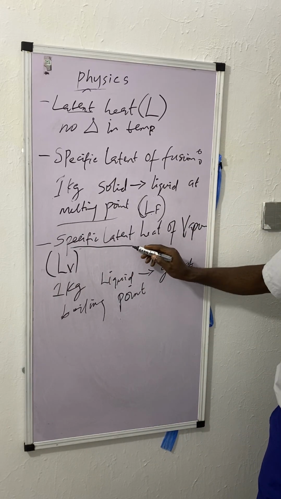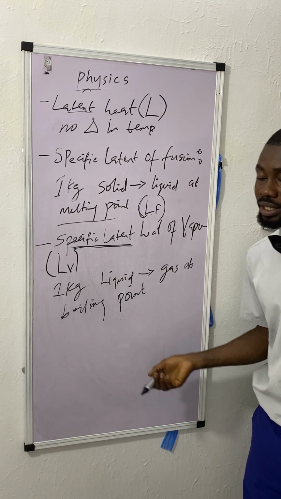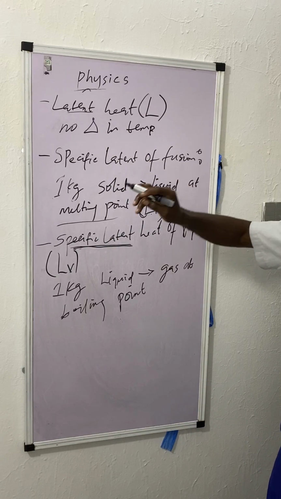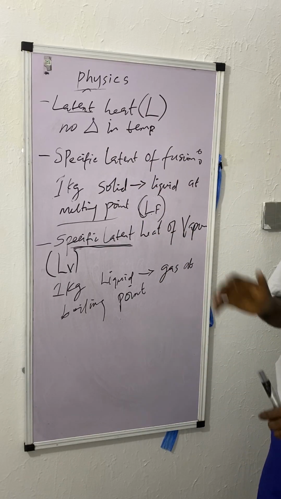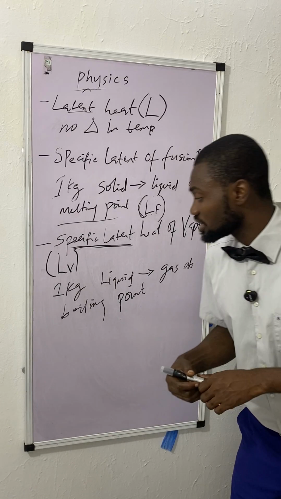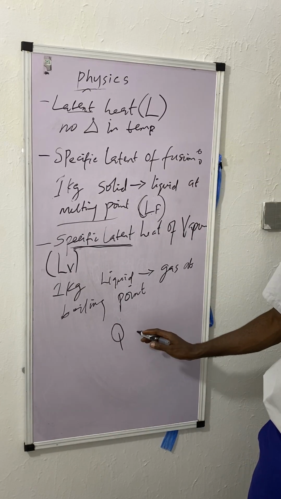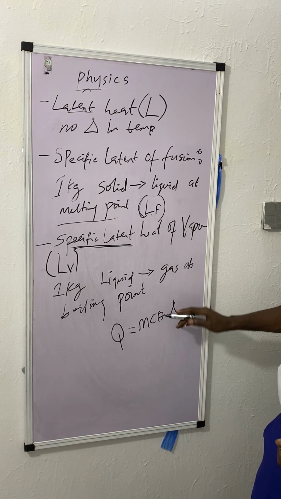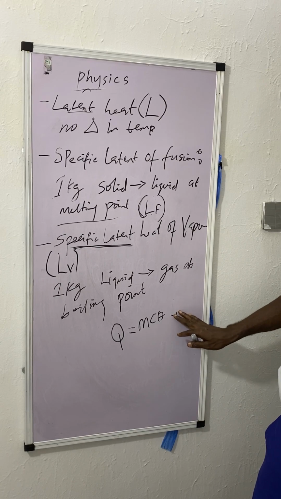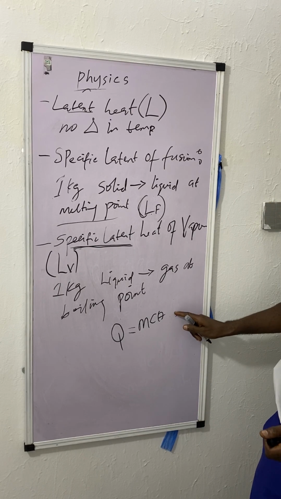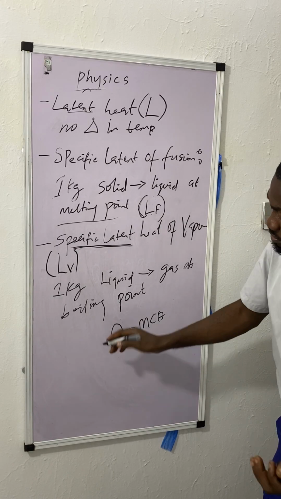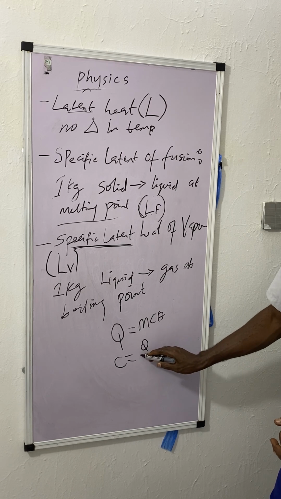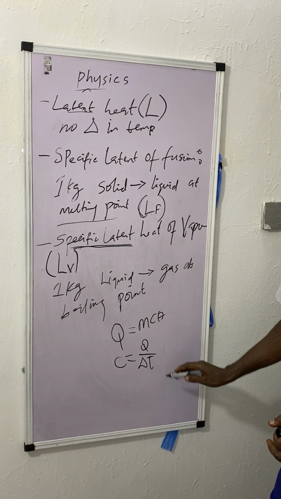What is the formula of latent heat? That's what you are going to put there. Specific latent heat is the heat absorbed or evolved during the change of state of the substance without a change in temperature. If you are looking for quantity of heat, the quantity of heat will be equal to MC theta, where theta is the change in temperature. Or you apply the other basic formula, C equals Q over change in temperature, depending on what you are looking for.